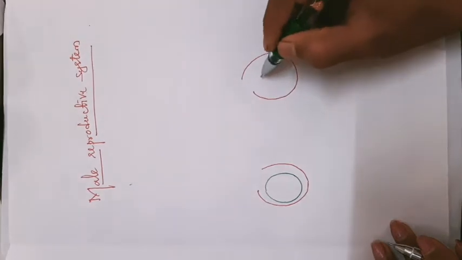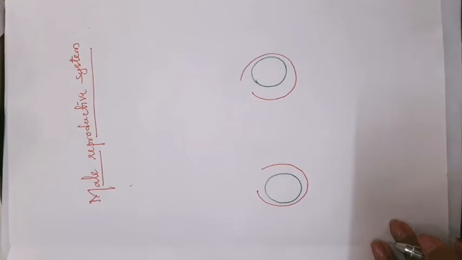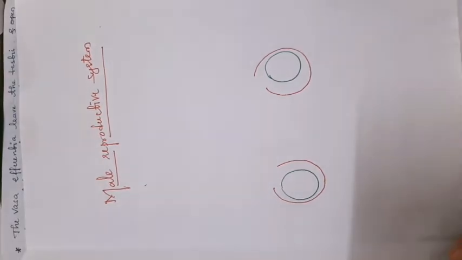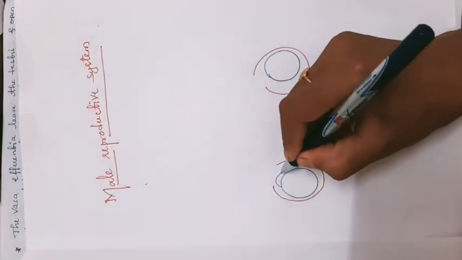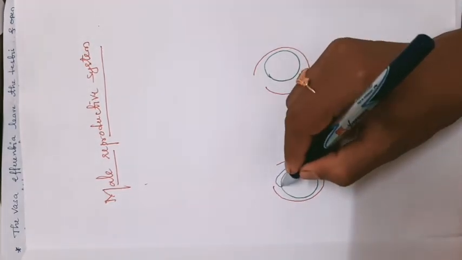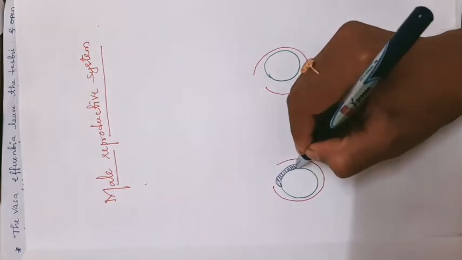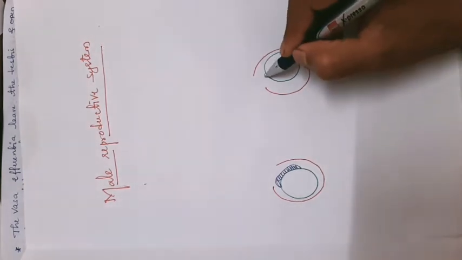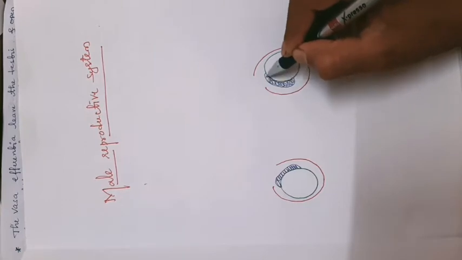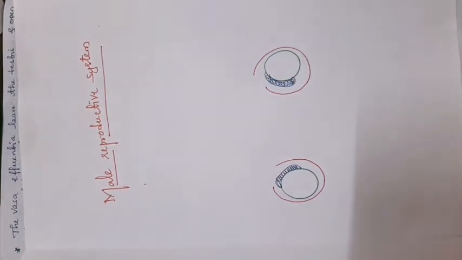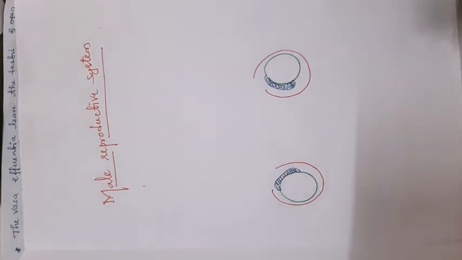A small circular or oval shaped structure is a testis. Then a loop-like, highly coiled structure is always attached with the testes in the scrotal sac. That structure is called the epididymis. Simultaneously I am drawing two testes.